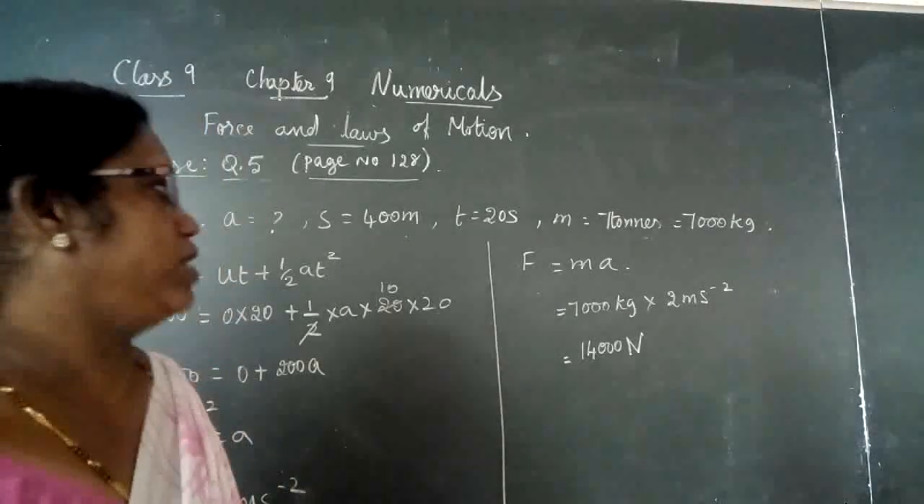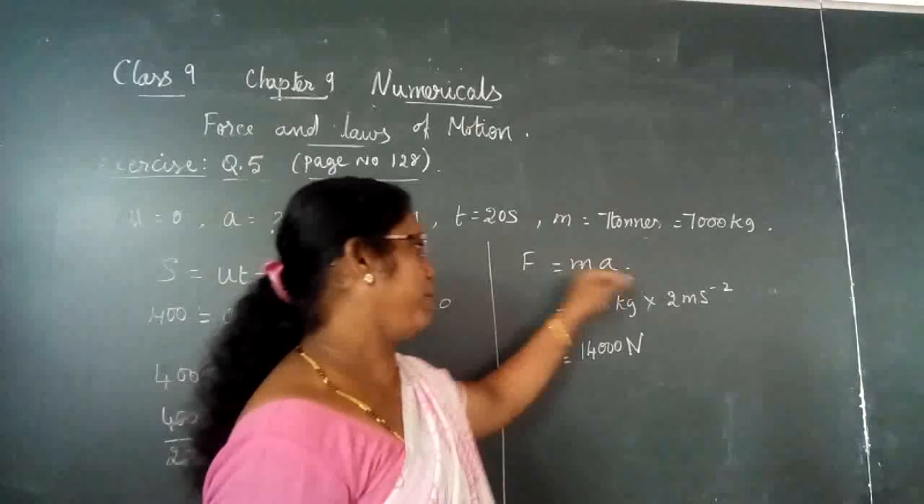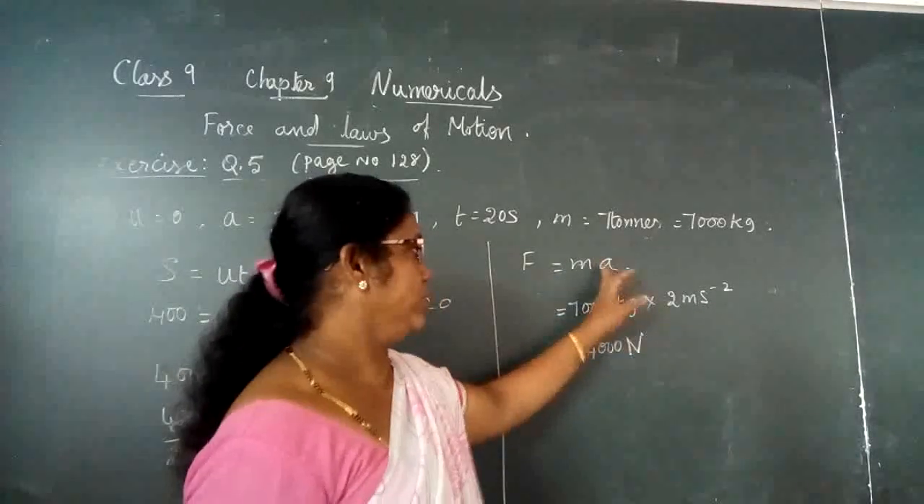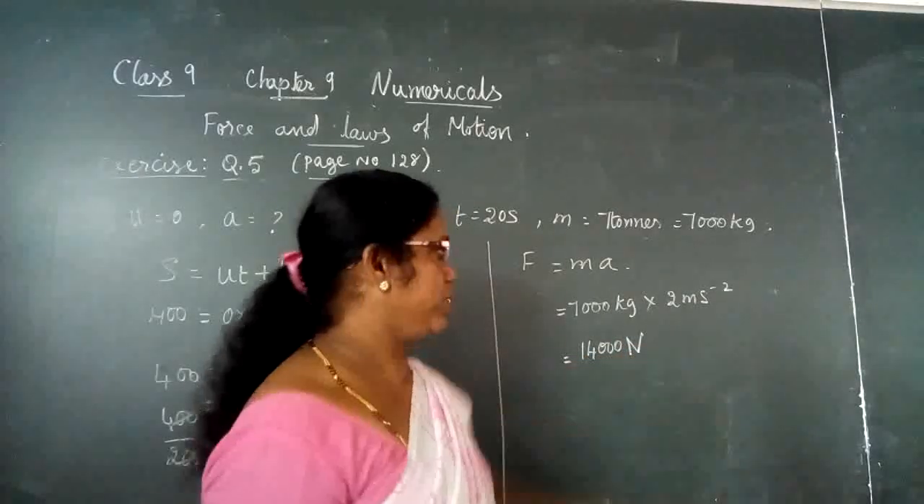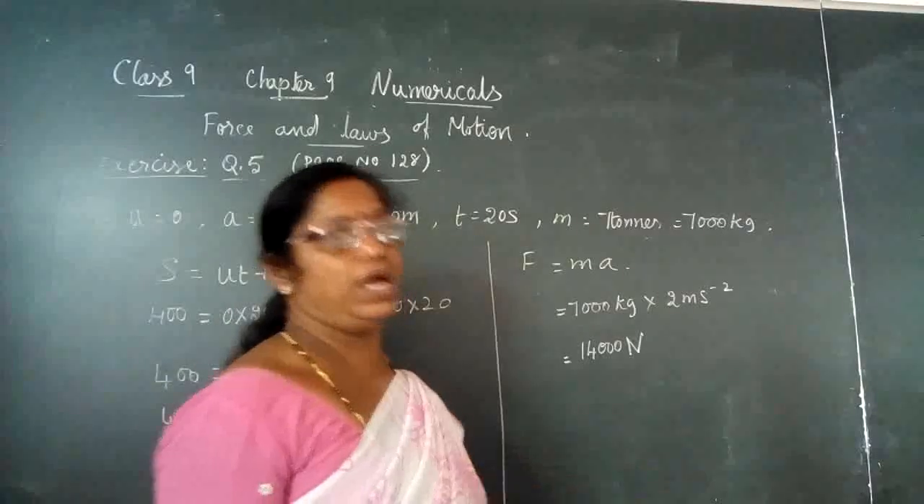Now we can calculate the force acting on the truck by using the formula F is equal to m into a. Mass is 7000 kg into acceleration is 2 meter per second square, which is equal to 14,000 Newton.